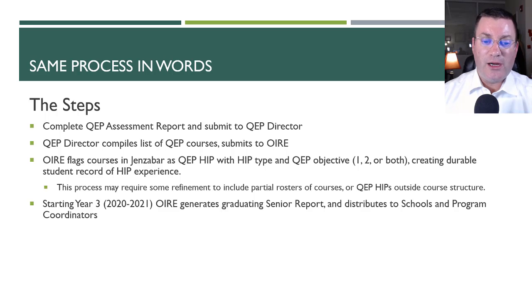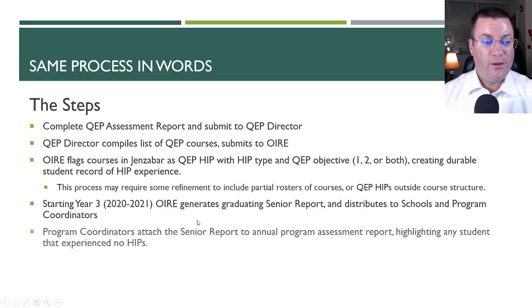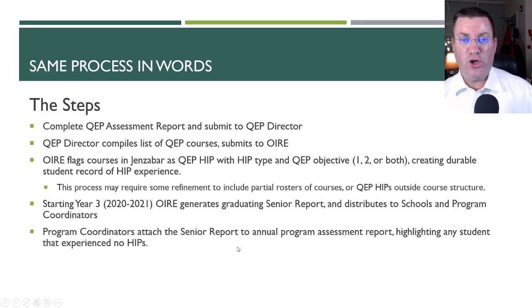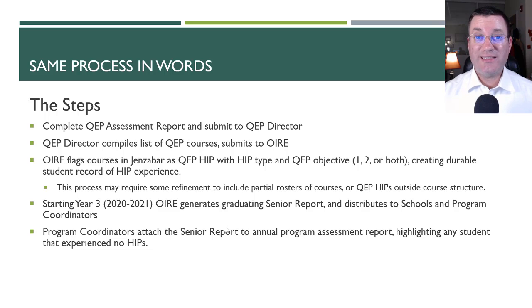Starting in year 3, OIRE will generate those graduating senior reports, distribute them to the schools and program coordinators, and the program coordinators will attach that senior report to annual program assessments, highlighting any students that experienced no high-impact practices. That's how it's going to work. So that is this graduating senior report assessment for the outcome that all students will experience at least one HIP before graduation, and the outcome will have more students completing 2 HIPs.